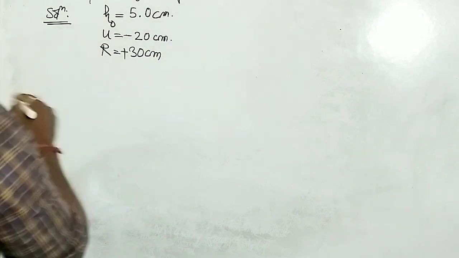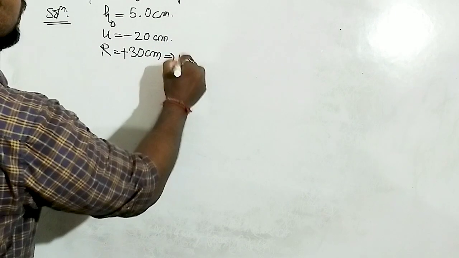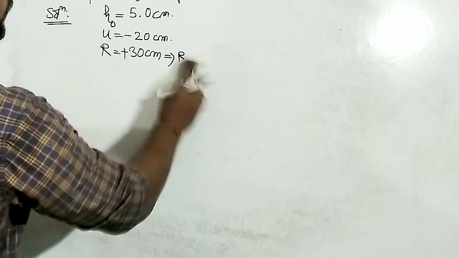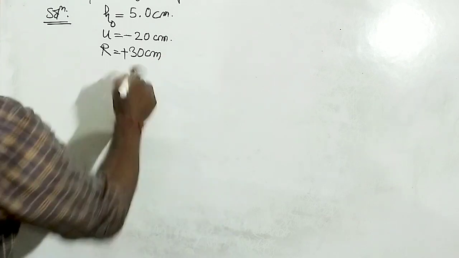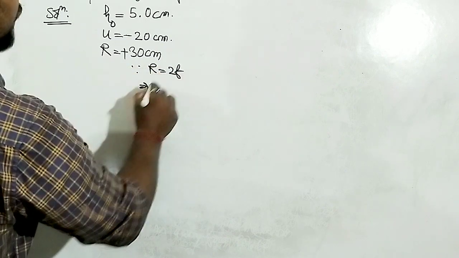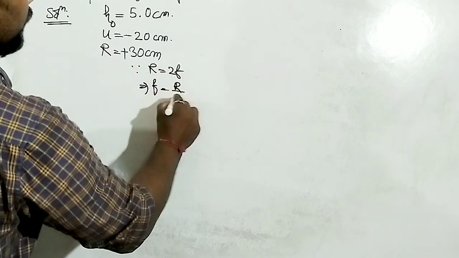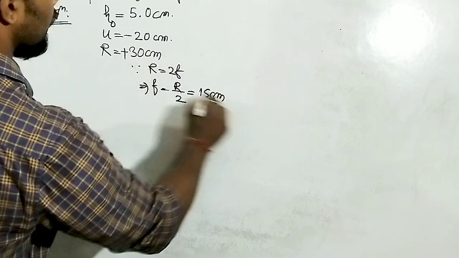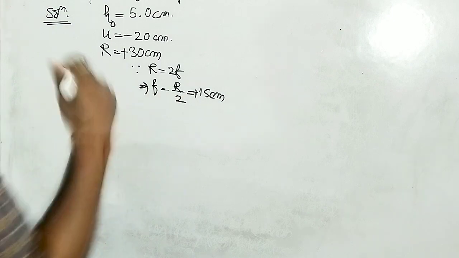So it will be positive. Now what was the relation? R equal to twice F, right? We know that. Sorry, this shouldn't be R. Since R equal to twice F, we will write F equal to R by 2. So it will be how much? 30 by 2 equal to 15 centimeter. Again, it will be a positive sign because it is always on the right side.